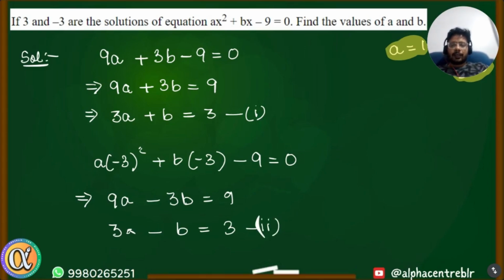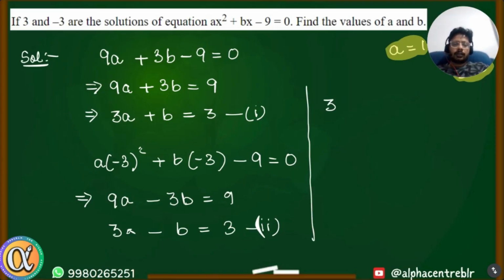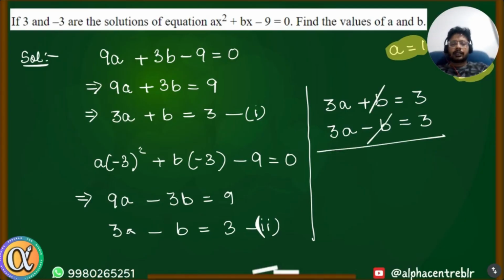Okay, I can clearly see that in equation 1, we have a plus b, and in equation 2, we have a minus b. Therefore, we can just write the equations like that without multiplying or dividing. So let's write 3a plus b is equal to 3, and also 3a minus b is equal to 3. Okay, let's add the two equations. Minus b and plus b get cancelled. 3a plus 3a is 6a, is equal to 3 plus 3, 6. So a is equal to 1.